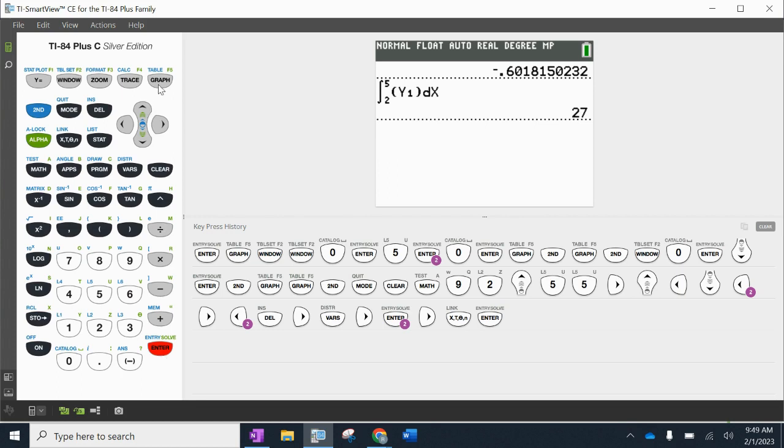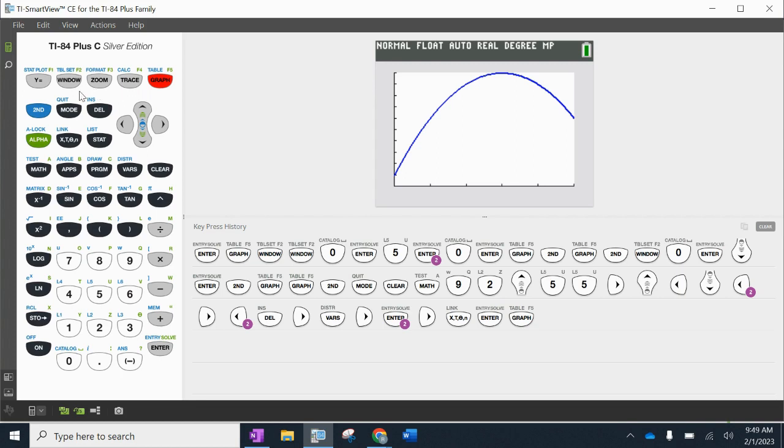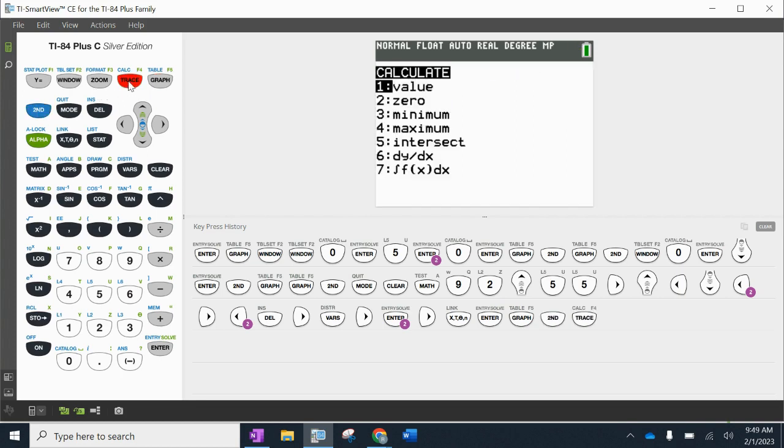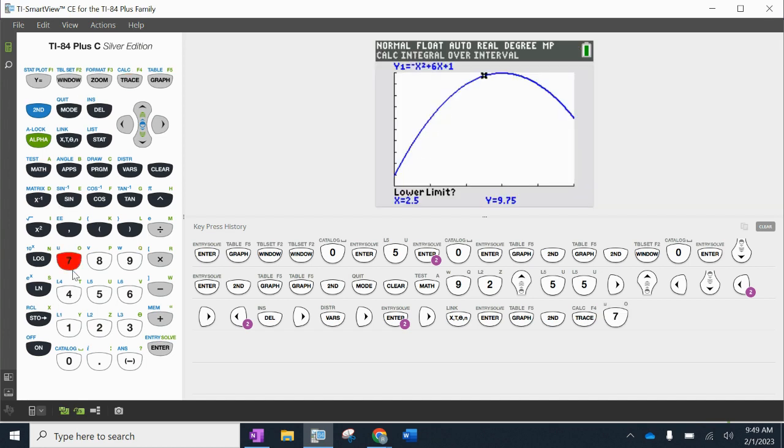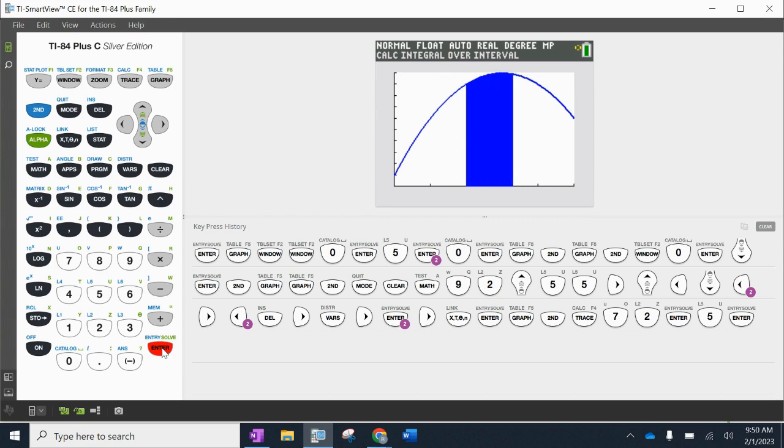The other way I can do it is looking at the graph. If I go here, I can go second calculate. This time it's option 7. It's still that integral symbol. So I'll choose option 7. The lower limit I want to be 2. The upper limit I'm going to have 5. And then it nicely shades in that color for us. It's saying this is the area that we're actually finding. And at the end it says that area is 27. So this gives us a visual.